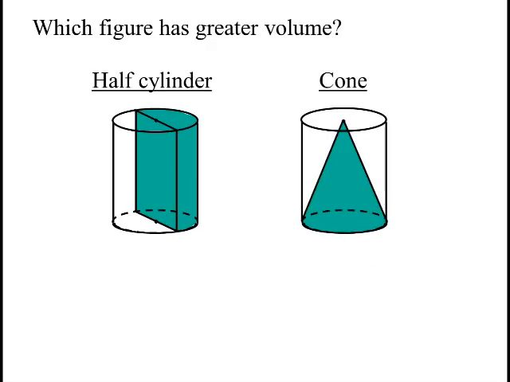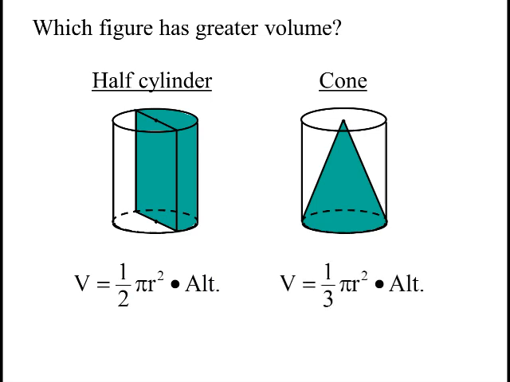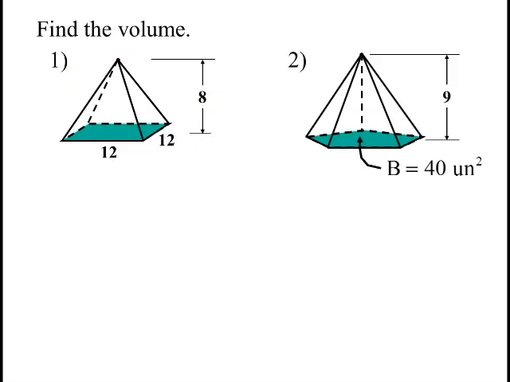Why don't you see if you can find out which has a greater volume, a half cylinder or a cone. There are no measurements here, so you'll just have to do it with variables. Assuming they have the same radius, the half cylinder would be 1/2 pi r squared times altitude. And of course the cone is 1/3 pi r squared times altitude, so obviously the half cylinder is going to have greater volume. You might want to pause the video here and try to answer these two questions.